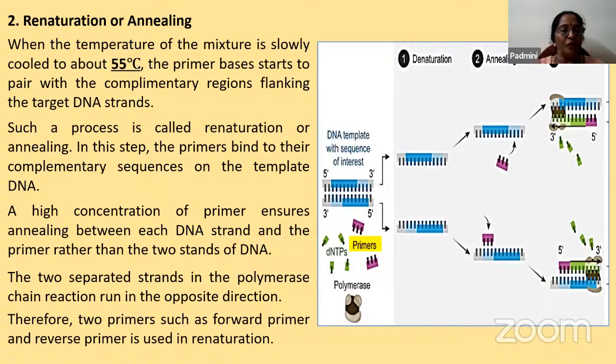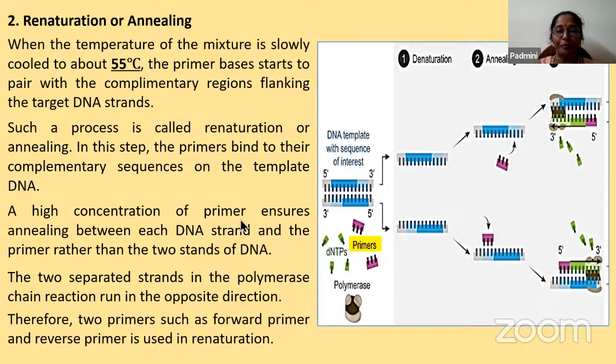So such a process is called renaturation. What is renaturation over here? We are going to find that the DNA is going to be combined over there. That's called renaturation. And a high concentration of primer ensures this, because you need a lot of primer over there. So high concentration of primer is also necessary over here.